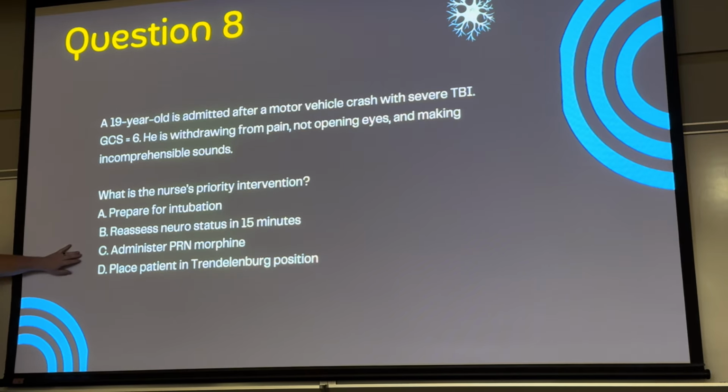PRN morphine. I mean, he's not really in pain, he's withdrawing from pain, but that could actually make it probably worse. Place that patient in Trendelenburg position, increase my ICP potentially. But priority nursing intervention, airway, breathing, circulation. Maintain that airway, all right? My GCS is 6. He is not able to function appropriately, maintain like he should, okay?